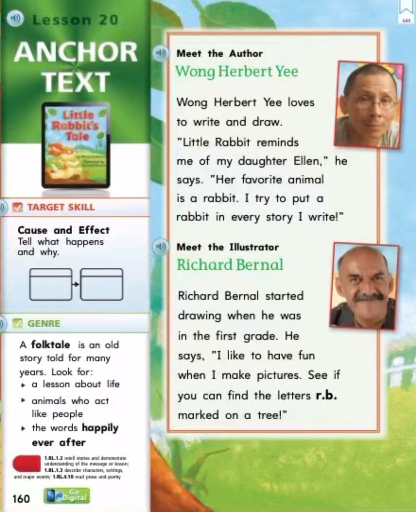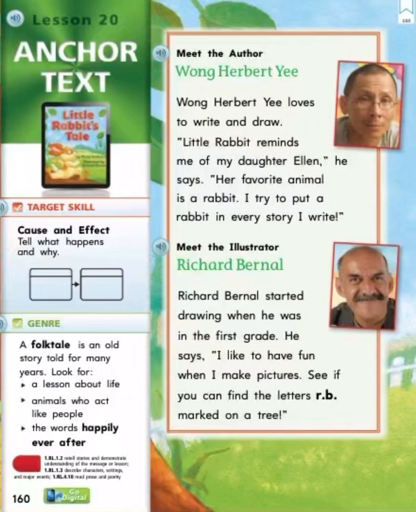Meet the author, Won Herbert Yee. Won Herbert Yee loves to write and draw. Little Rabbit reminds me of my daughter Ellen, he says. Her favorite animal is a rabbit. I try to put a rabbit in every story I write.